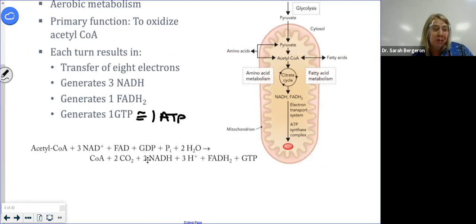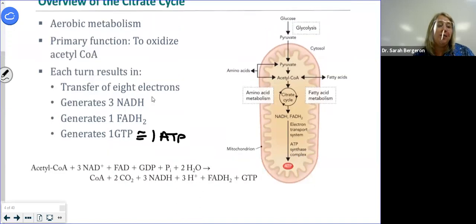So in the next chapter, we'll talk about where all these products go and how they actually generate ATP. But eventually, you see this NADH and FADH2, those are electron carrying molecules. So if they are electron carrying molecules, where are they going to go? Electron transport chain. The electron transport chain is going to drive ATP synthesis through ATP synthase, right?